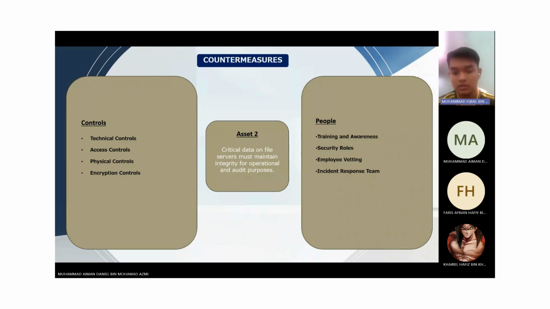And lastly, for countermeasures, which is people, the first one is training and awareness. Conduct regular cybersecurity training and awareness programs for our employees. And then security roles, define clear security roles and responsibilities within the organization. And then employee vetting, implement a thorough vetting process for employees, especially for those with access to sensitive data. And lastly, incident response team, which is to establish a dedicated incident response team trained to handle security incidents effectively.